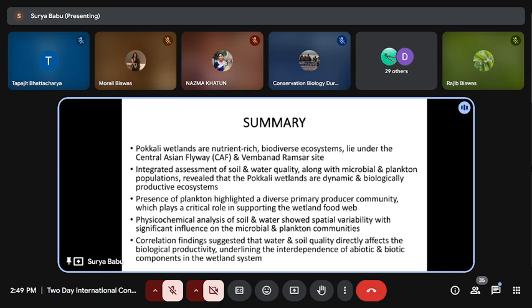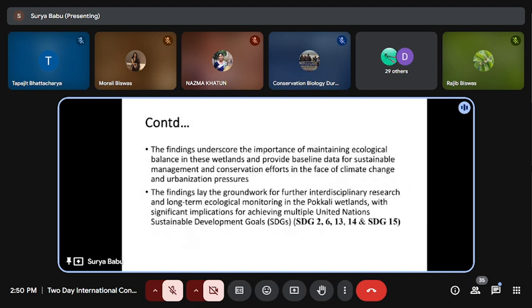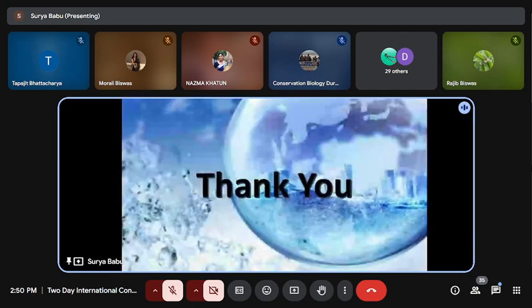The physicochemical analysis of soil and water parameters shows a spatial variability in these three study areas. And correlation findings suggest that the water and soil quality has a direct influence on the biological productivity, especially the phytoplanktons, and also show an interdependence of biotic and abiotic components in the wetland areas. And the study provides baseline data for sustainable management and conservation efforts in the face of climate change and urbanization pressures, and also contributes to some sustainable development goals. And these are some of the references, and thank you.